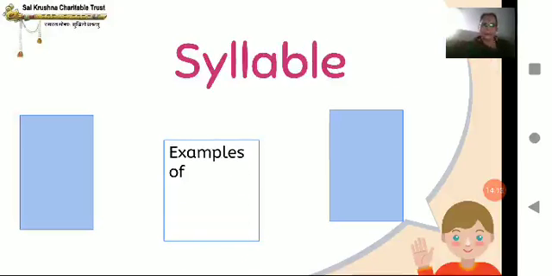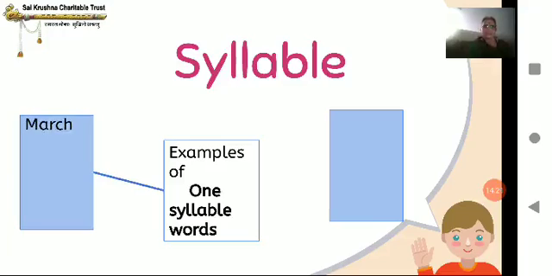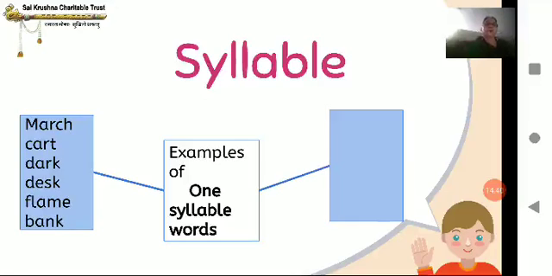Examples of syllables. First one is 1 syllable words. Only 1 syllable they have. Let us look at them. March. M-A-R-C-H, March. How many vowels are there? Only 1. March. Cart. Dark. Desk. Flame. Bank. Alright, on this side you have some more.